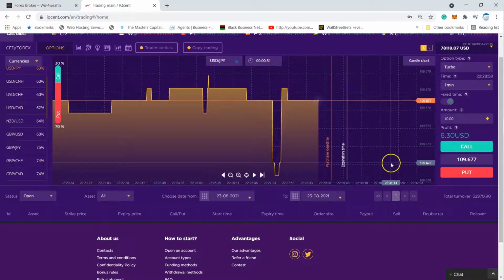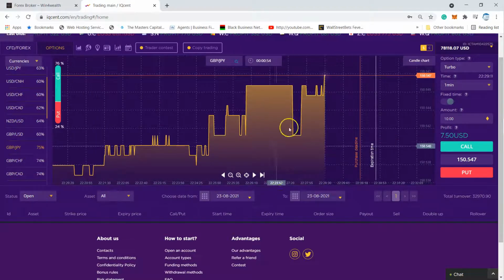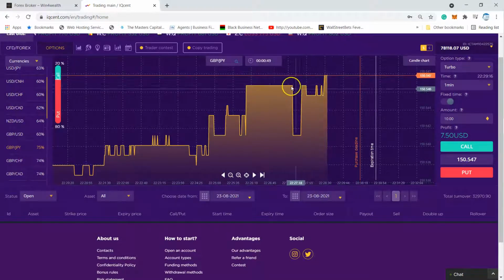I want to show you guys one more thing, this double up right here. Double up is an advanced way to trade. It's for when the trade goes the wrong way. Let's just look at GBP JPY. Maybe there's more movement. The one that we were just on, there's way more movement. If you guys look right here, you see a lot more movement. It's not just a flat line. This is a flat line. We want it to be moving up and down.